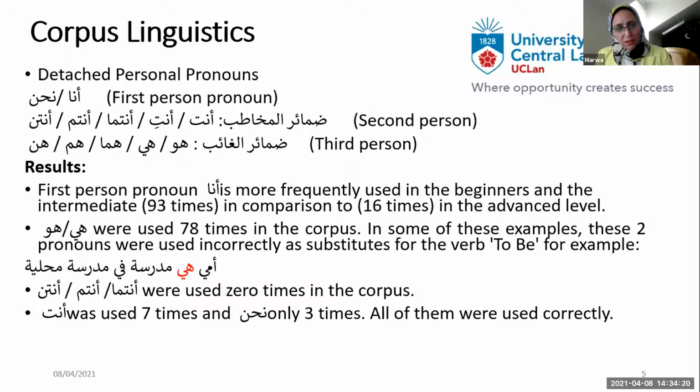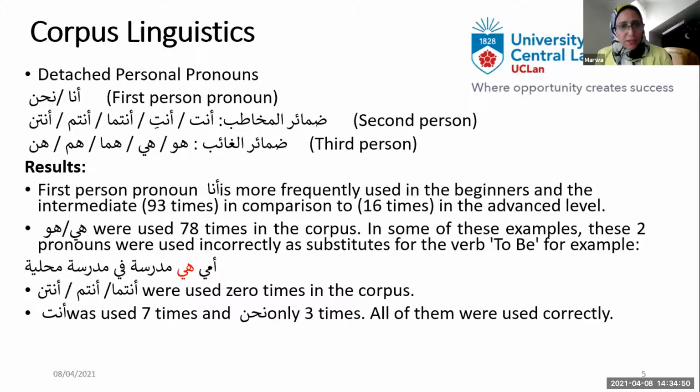The second one was that we found that huwa and hiya were used 78 times overall in the corpus, but there were lots of wrong uses of huwa and hiya. Specifically, for example, I have examples here. أمي هي مدرسة في مدرسة محلية. And in this case, هي substitutes for the verb to be in the present form, which should be non-existent in Arabic, and this will be analyzed further using qualitative analysis and theoretical analysis in the next few slides.